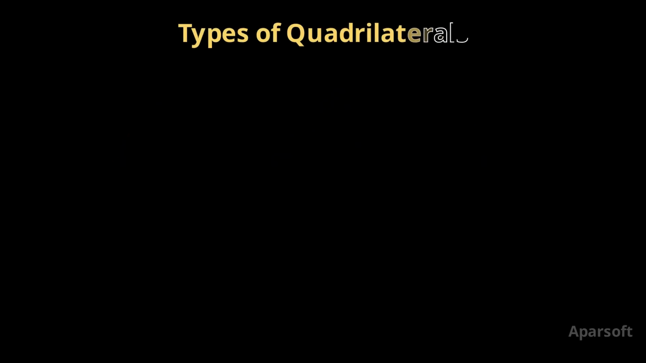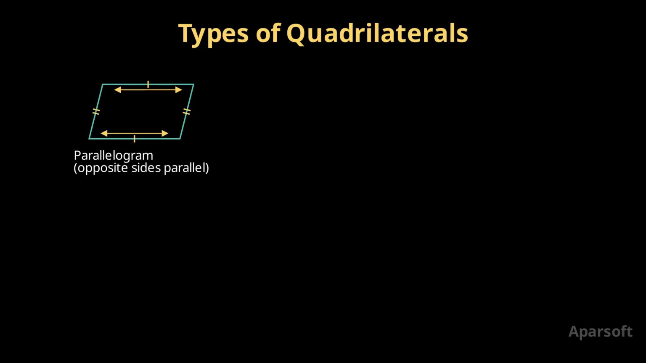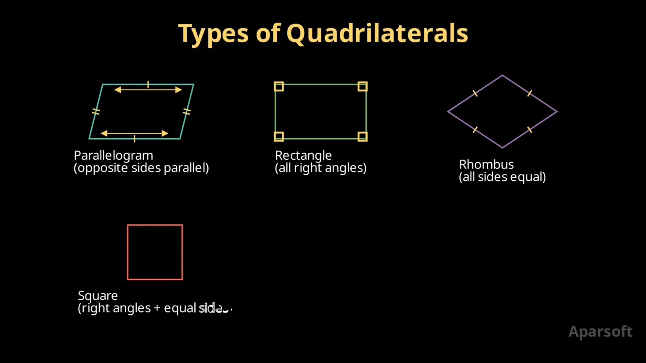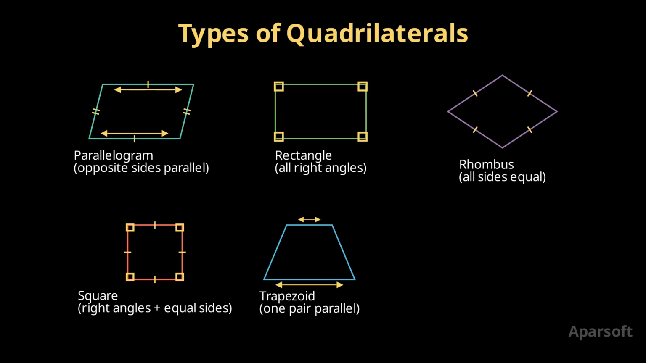Just like triangles, quadrilaterals come in different types. Let us meet the family. The parallelogram has opposite sides that are parallel and equal. The rectangle is a parallelogram where every angle is a right angle. The rhombus is a parallelogram where all 4 sides are equal. The square is the champion. It has right angles and equal sides. It is both a rectangle and a rhombus. The trapezoid is different. It has only one pair of parallel sides. And the kite has 2 pairs of equal sides that are adjacent, like a flying kite.